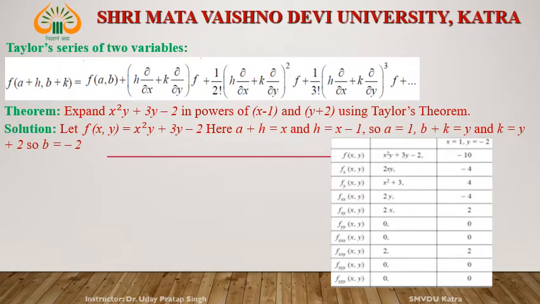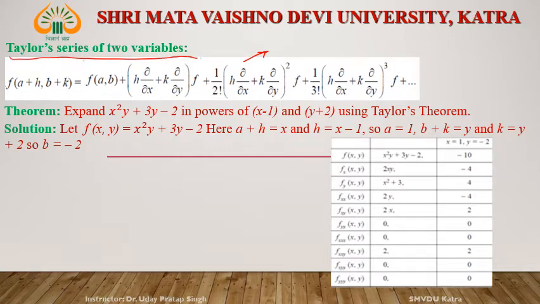Taylor series expansion of a function of two variables: f of a plus h, b plus k is equal to f of a b plus h ∂f/∂x plus k ∂f/∂y, plus 1 by factorial 2 times h square ∂²f/∂x² plus 2hk ∂²f/∂x∂y plus k square ∂²f/∂y². This is the formula for the Taylor series expansion of a function of two variables.